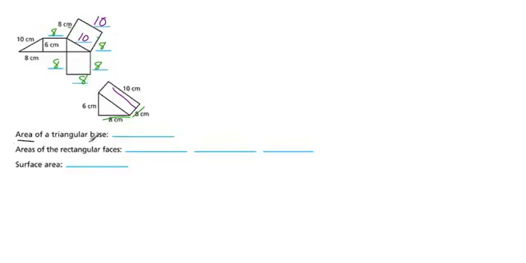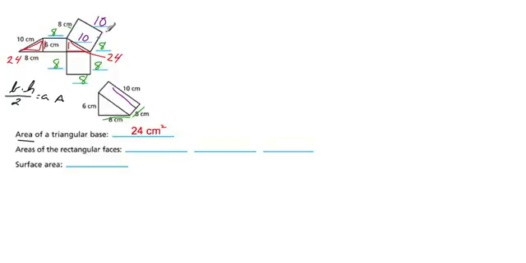Next, let's find the area of the triangular base. Base times height divided by 2 equals the area for a triangle. I have 2 triangles. The base is 6, the height is 8, 6 times 8 is 48, divided by 2 is 24 on both sides. And I can label it down here as 24 centimeters squared.